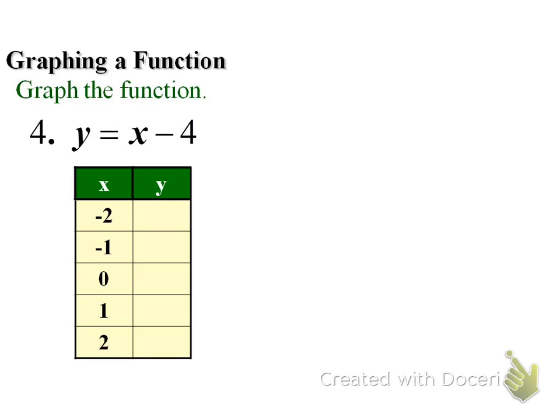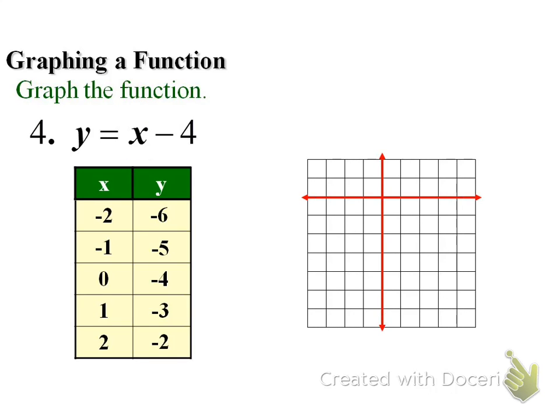So what would you get when you plug -2 in here for x? -6. What would you get when you plug -1 in? -5. 0? -4. 1? -3. And 2? Good. So those are all the ordered pairs I'm going to graph. Any question on how I got these values? Is this a function? Yeah, you can tell because none of the x values are repeating and because the directions say graph the function.